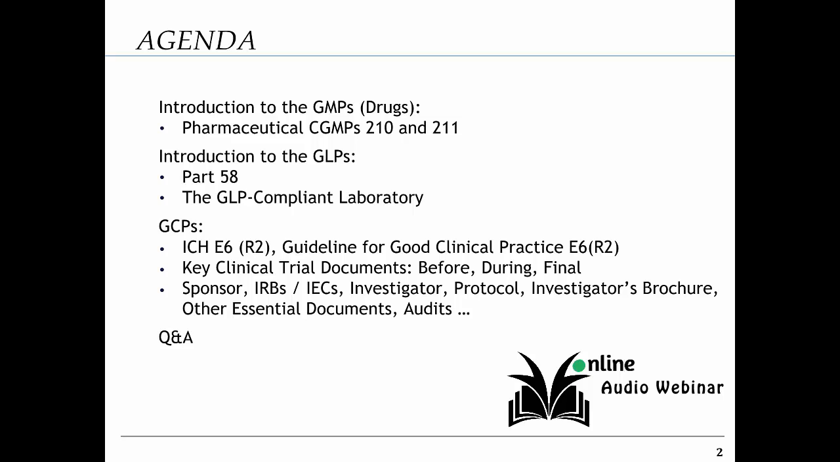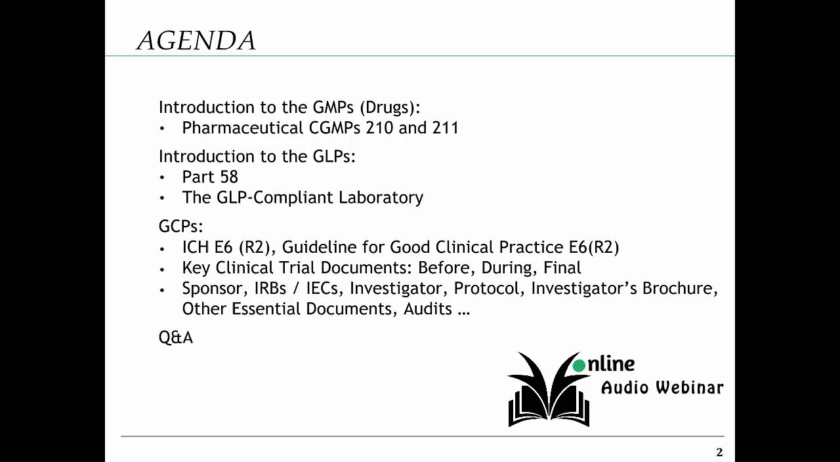Then we're talking about good laboratory practices, and we'll focus on part 58, and we'll give an example of some of the elements in a GLP compliant laboratory. And then we'll sum up with the good clinical practices, focusing on ICH E6, which is an international standard, both in the US and worldwide. Although the US has additional specifics for clinical practices, they follow pretty much the basics in ICH E6, or ICH E6 follows pretty much the basics in other clinical requirements in Europe and in the United States.